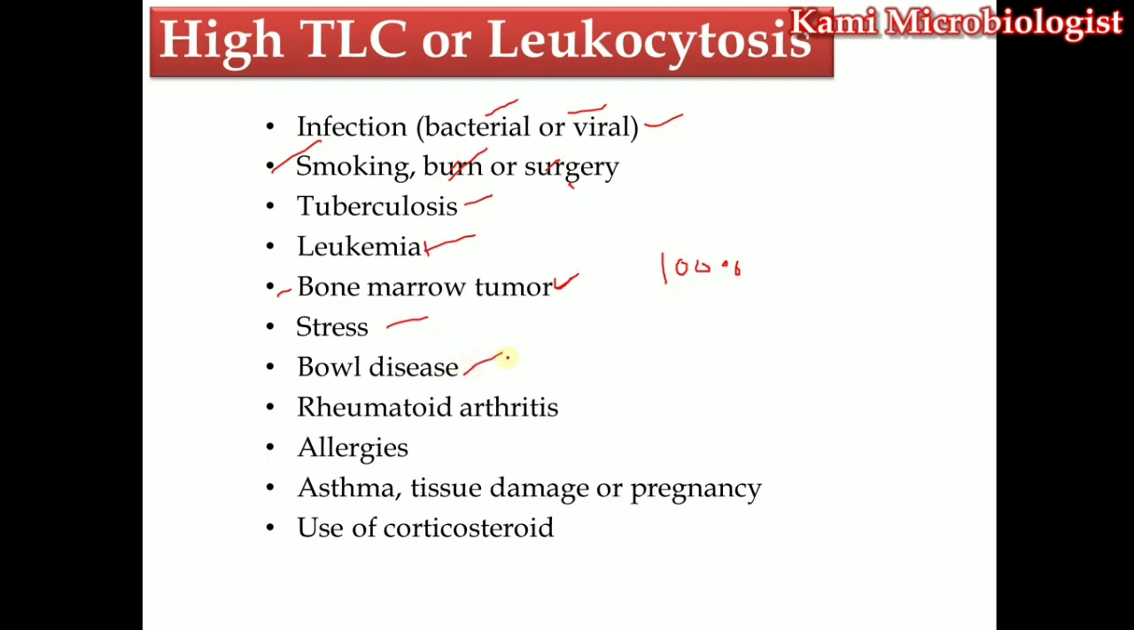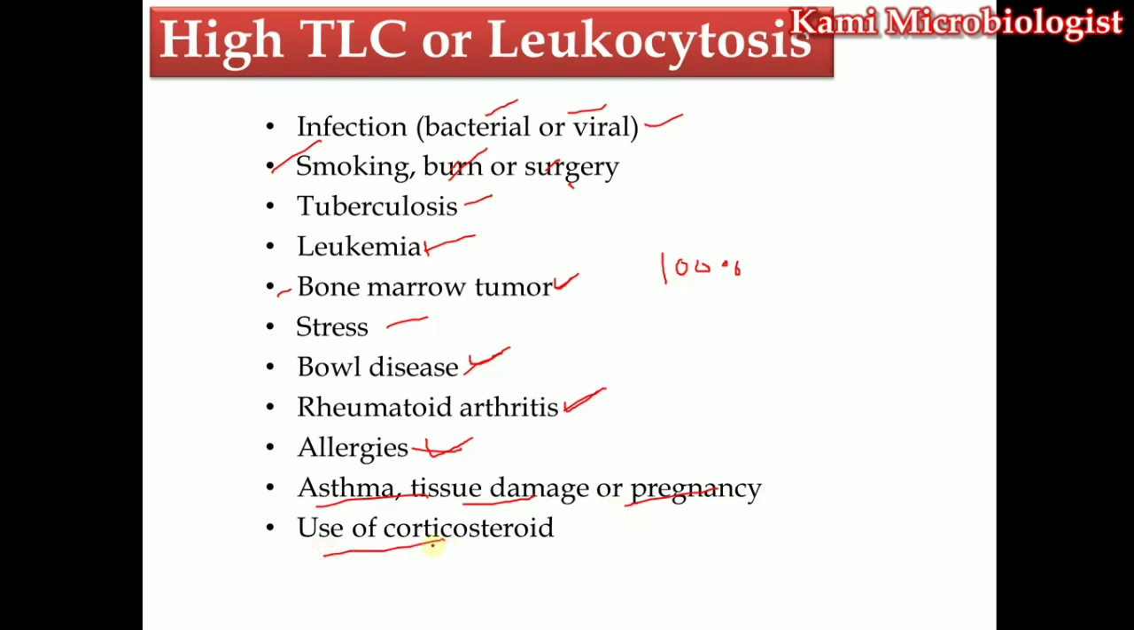Bowel disease is actually the inflammation of the intestine. We have rheumatoid arthritis. In rheumatoid arthritis, the joint area or the bone area is disturbed or destroyed. And then in an allergic case, again the white blood cell count is increasing. It means if pollen or any dust particle is inhaled, the white blood cells are triggered and increase. In case of asthma, tissue damage, and in case of pregnancy, the white blood cell count can also increase.